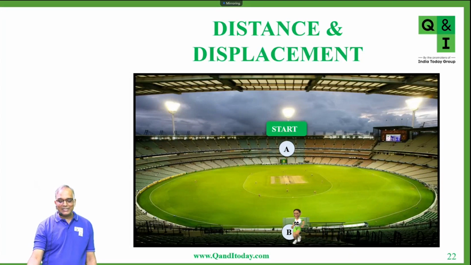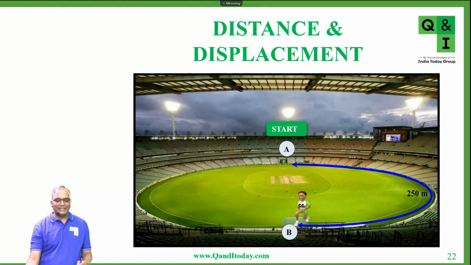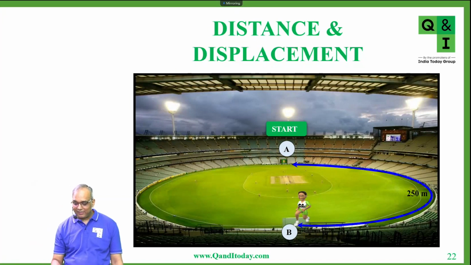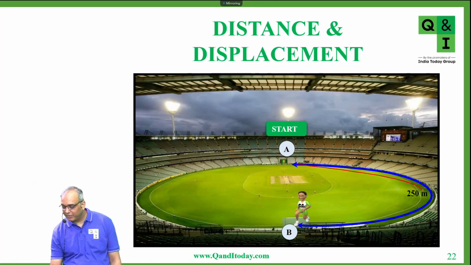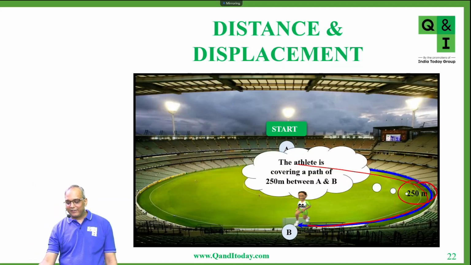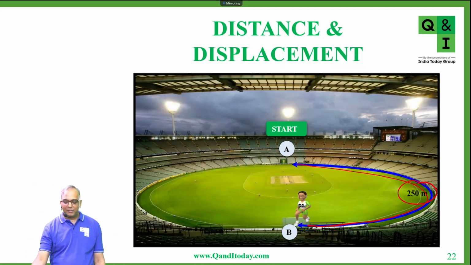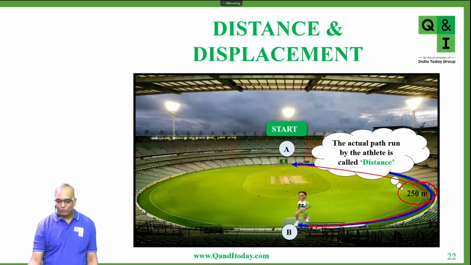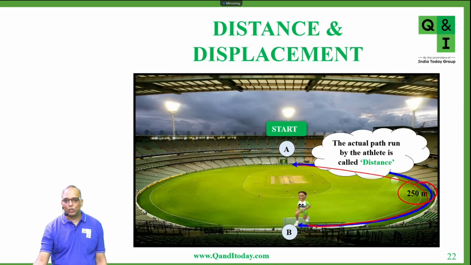So the distance traveled will be half of the circumference. Clear? So the distance traveled, let's say, is 250 meter from here to here. Now the athlete is covering a path length of 250 meter between A and B. The actual path run by the athlete is called the distance.